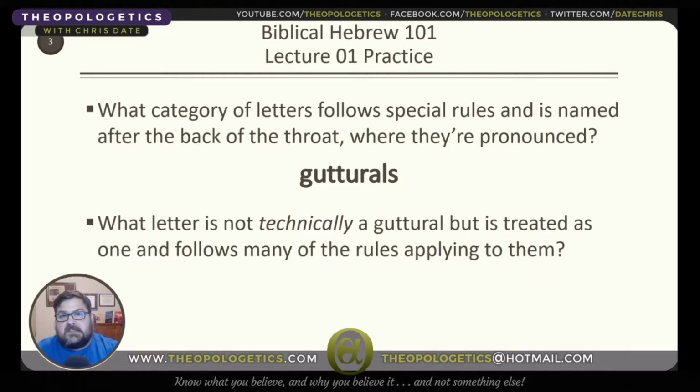What letter is not technically a guttural, but is treated as one and follows many of the rules applying to gutturals? Again, the question is, what letter is not technically a guttural, but is treated as one and follows many of the rules applying to them? The answer is the Hebrew letter resh. Resh.